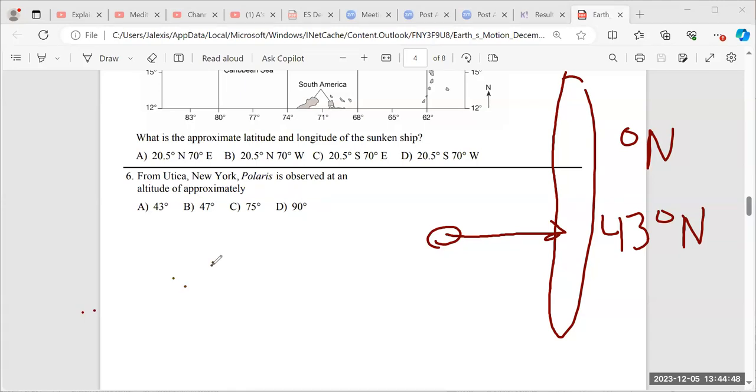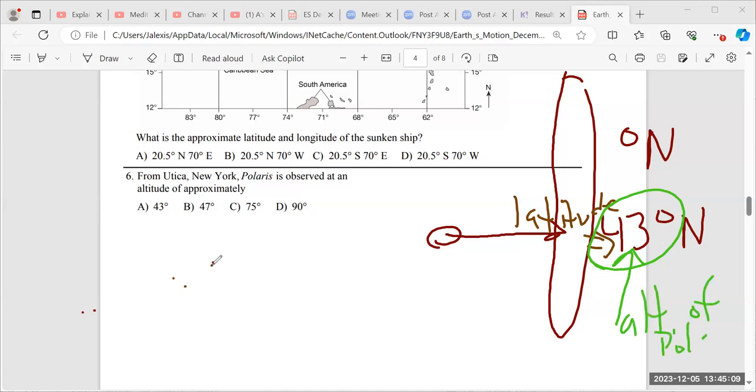So if Utica's latitude is 43 degrees north, my altitude of Polaris just has to be 43 degrees. All right. That is your altitude of Polaris. All right. Your altitude of Polaris is just 43 degrees. It has the same number as the latitude. And so the best answer is going to be choice A, 43 degrees.